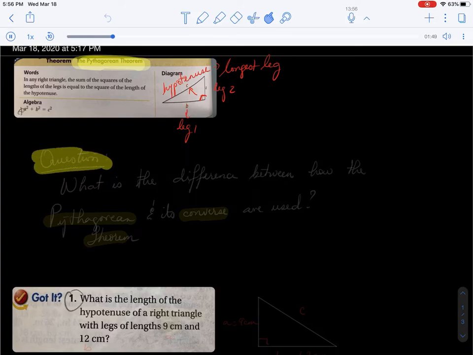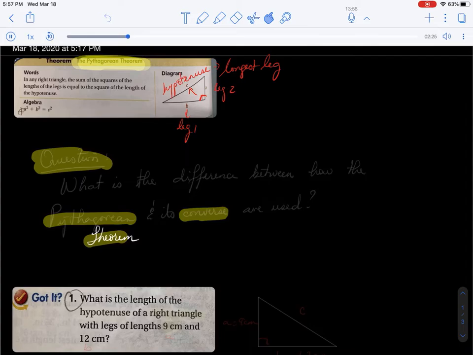I want you to find out what is the difference between how the Pythagorean theorem and its converse are used. Find out what the word converse means, and find out the difference from the Pythagorean theorem. Then when we meet next week, I'll bring up that question again.